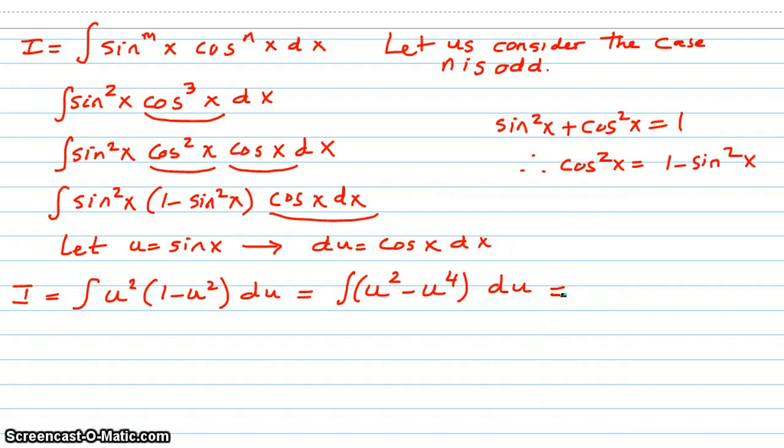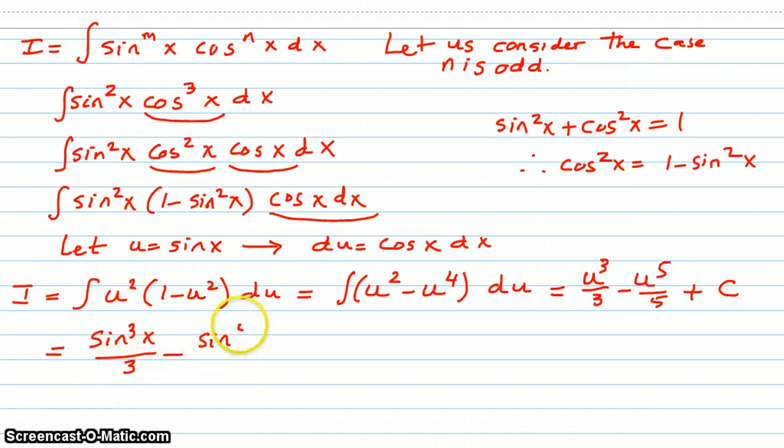And you can integrate this, and that would give you u cubed over 3 minus u to the 5 over 5, and of course there is going to be also a constant of integration. We need to substitute back for u, so that would be sine cubed x divided by 3 minus sine to the 5 x divided by 5 plus c. So that's the final answer.